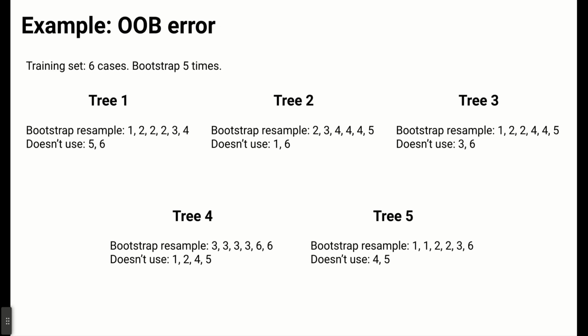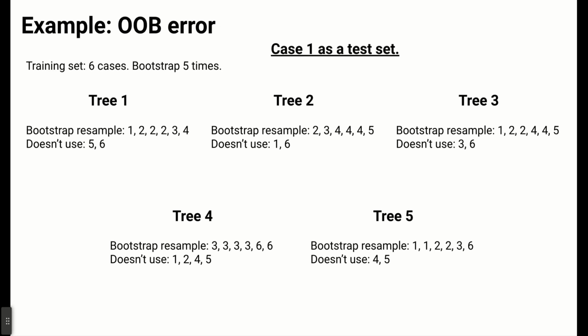We have a training set of 6 cases, and we build a bagging model by bootstrapping 5 times to build 5 trees. The specific cases in each bootstrap resample are shown below each tree. So note that tree 1 is not built from cases 5 and 6. So cases 5 and 6 could serve as a test set for tree 1. Cases 1 and 6 form a test set for tree 2, and so on. The out-of-bag method steps through each training case one at a time and uses that case, if possible, as a test set.